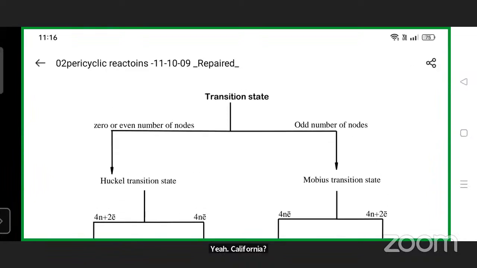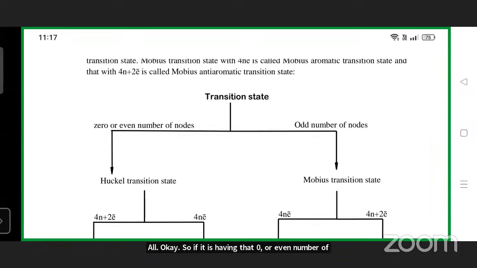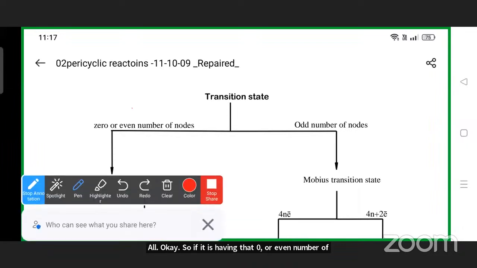Okay. So in the PMO method, there are two transition states possible here. One is the Hückel transition state, another is the Möbius transition state, right? So the Hückel transition state is nothing but, when you take the molecular orbital diagram, if it is having 0 or an even number of nodes, where we are not finding the electron as a node.